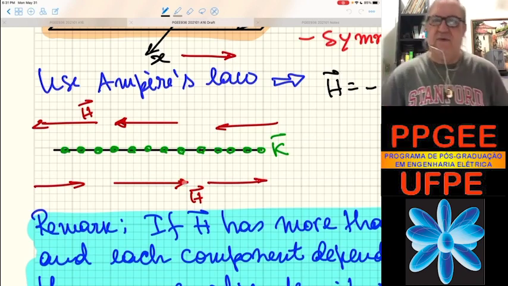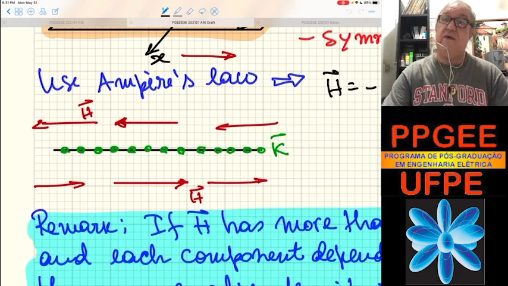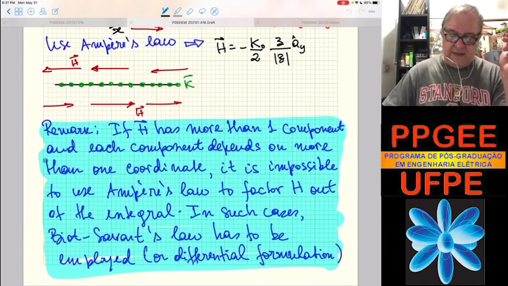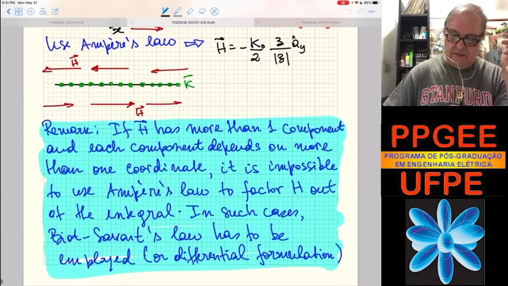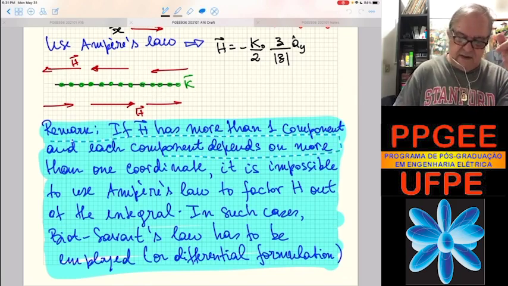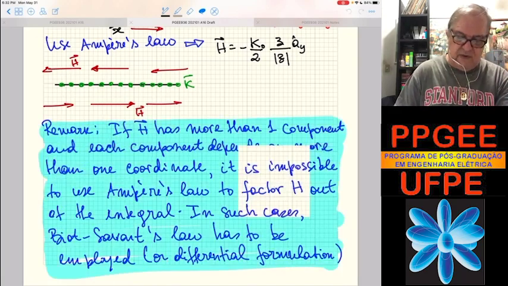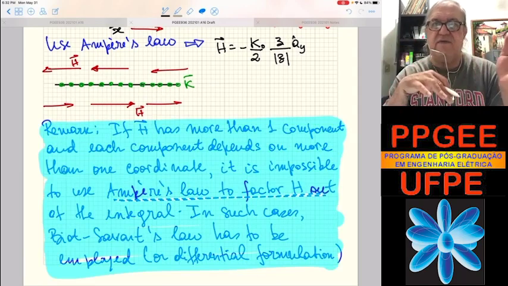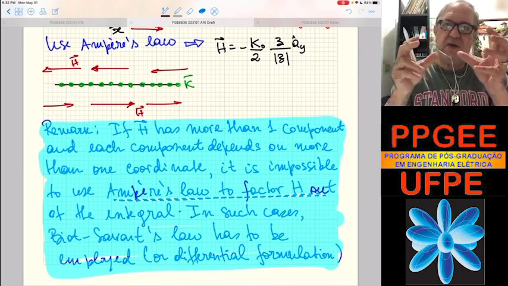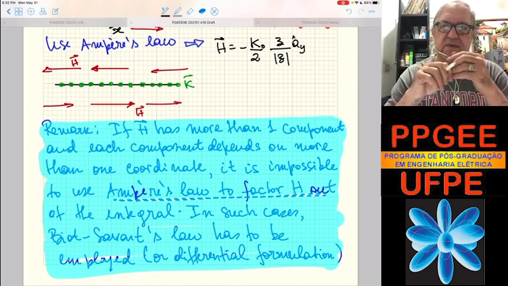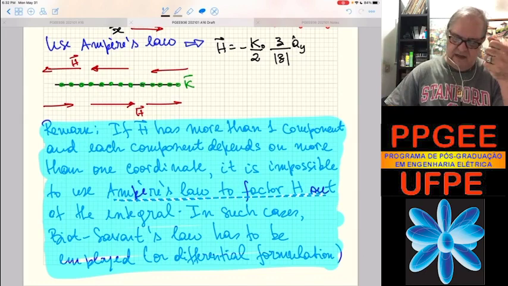So these are two simple examples of using Ampere's law to determine the H field from an integral equation, right? Well, it's important to notice that if H has more than one component, or even if I have one component but it depends on more than one coordinate, it's impossible to use Ampere's law to factor H out of the integral and calculate the H field. You can use Ampere's law to obtain some general properties of the field. You have some knowledge of the field, but you cannot calculate it because you cannot extract it from the integral.